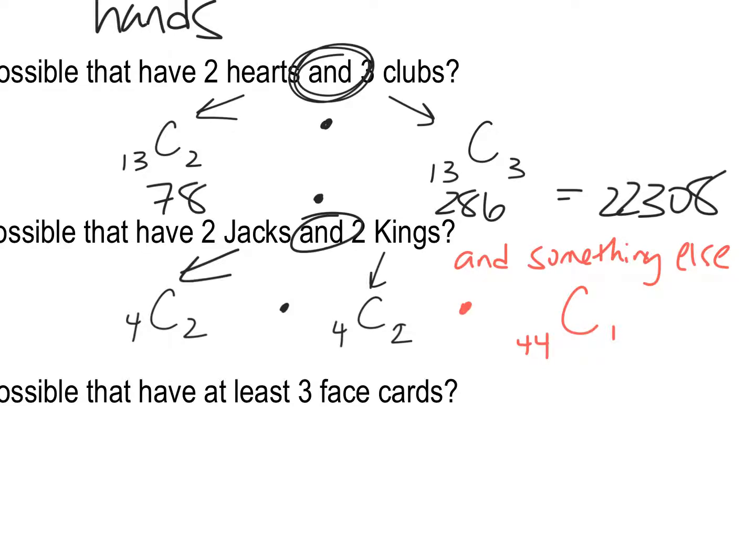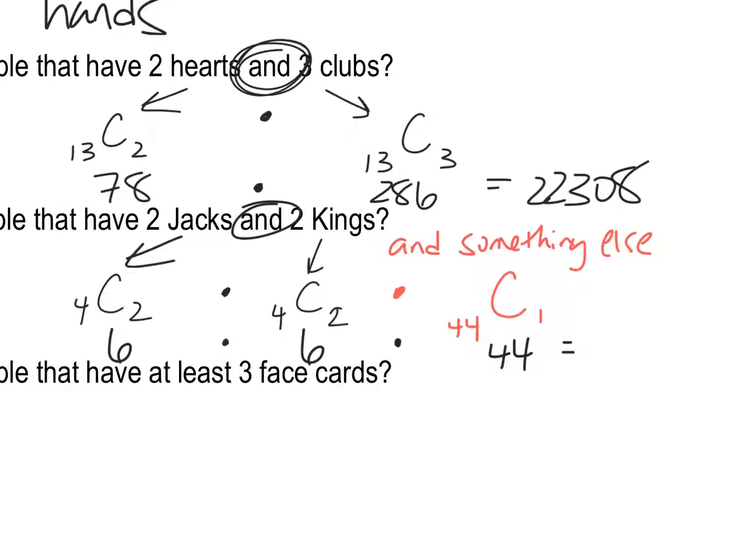So 4 choose 2 in the calculator is 6. 4 choose 2 again in the calculator is 6. 44 choose 1 is 44. And when I multiply all 3 of those numbers together, I get 1,584.